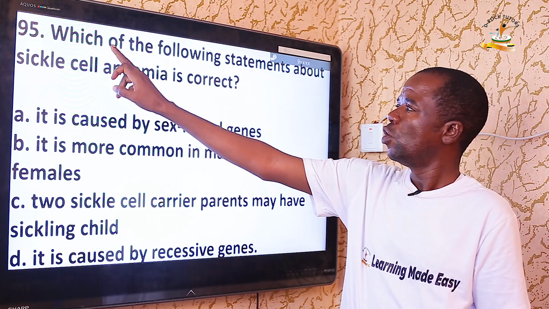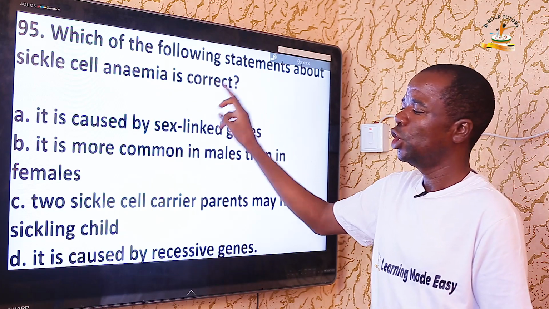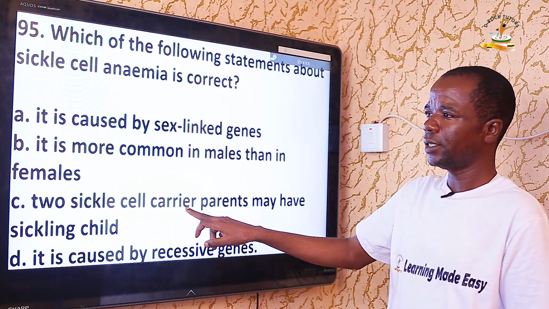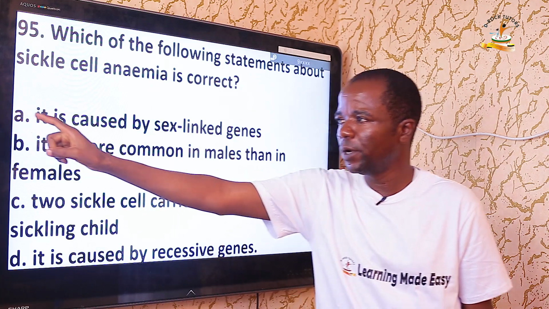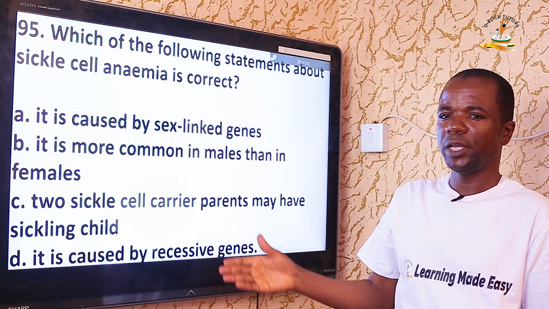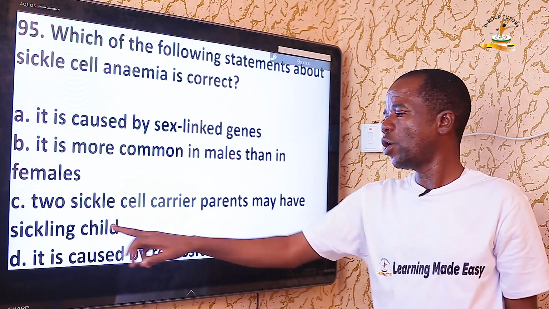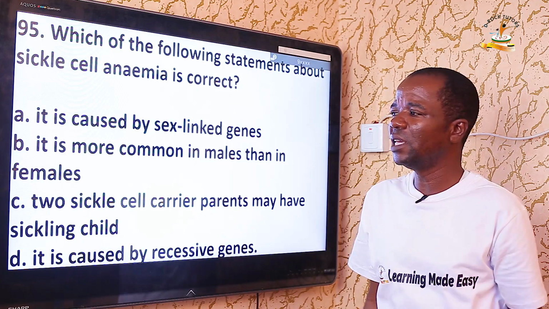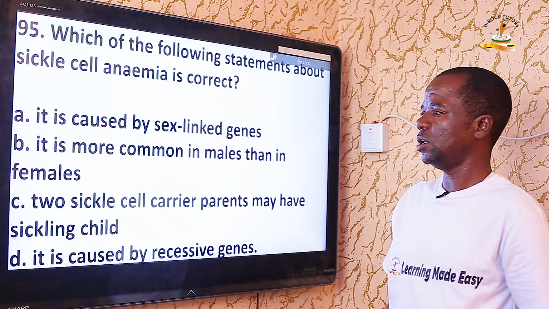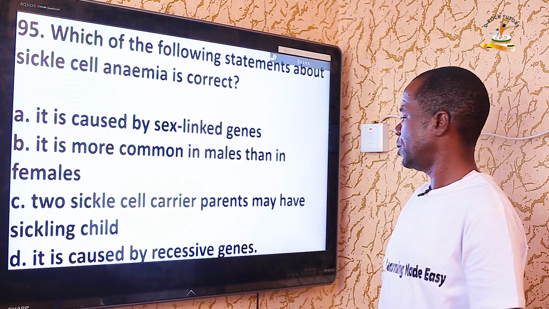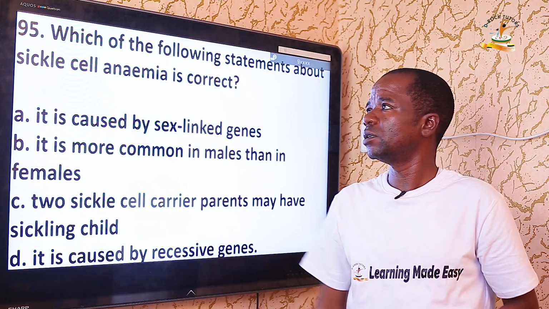Remember once again, which of the following statements about sickle cell anemia is correct? Two sickle cell carriers. As we can see, and it's still on the board here, when both parents, both male and female, are carriers, AS, they may give birth to a child who is a sickler with SS. So the correct option is C. Two sickle cell carrier parents may have a sickling child. Option C, that's the correct answer.